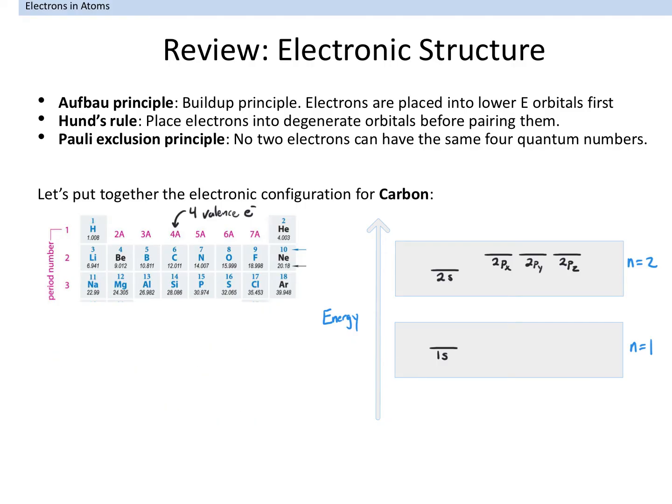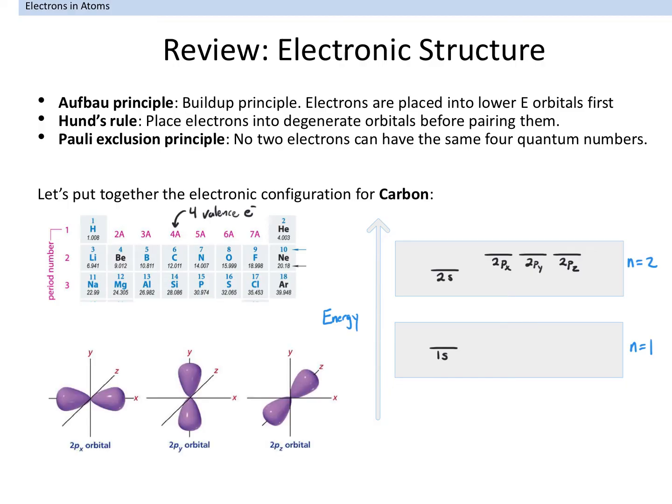This is called degeneracy. Each of the p orbitals is oriented along one of the Cartesian coordinates x, y, and z, and we typically refer to them as 2px, 2py, and 2pz respectively. Now that we have the orbitals mapped out, we can populate them with electrons.